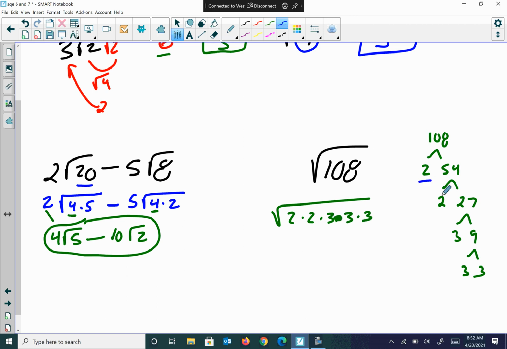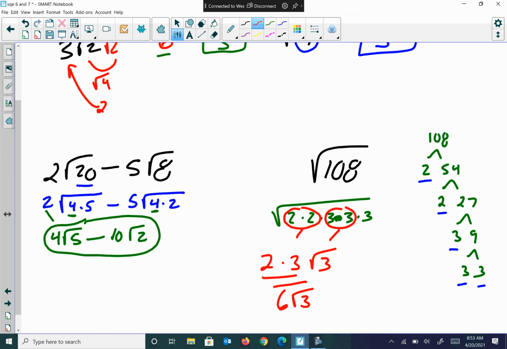All right, so 2, 2, got both of those. 3, 3, 3, got all three of those. Now I'm just looking for pairs because pairs make a perfect square. I got 2 pairs, so that's a perfect square. The square root of 2 times 2 is square root of 4. Square root of 4 is 2. Then 3 times 3 makes a perfect square, the same thing as square root of 9. What's the square root of 9? 3. So outside I have 2 and 3. They don't have a radical anymore. And then I get a 3 left inside and multiply outside. So I get 6 root 3.